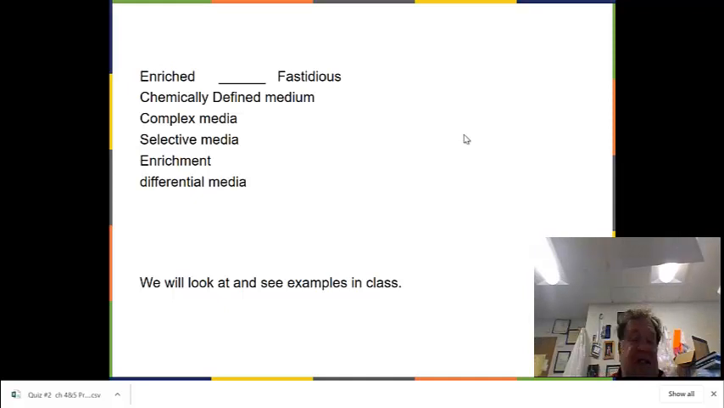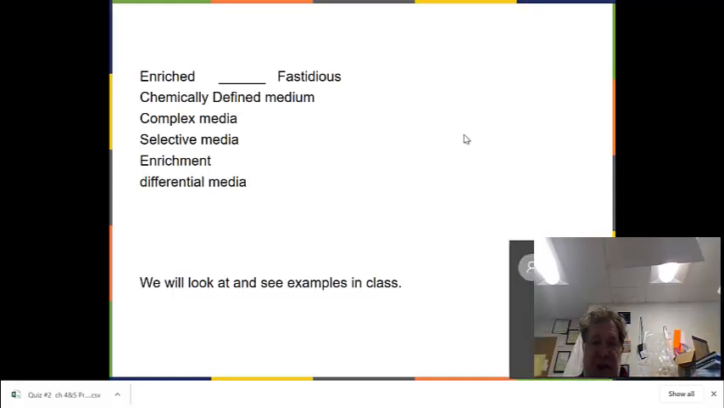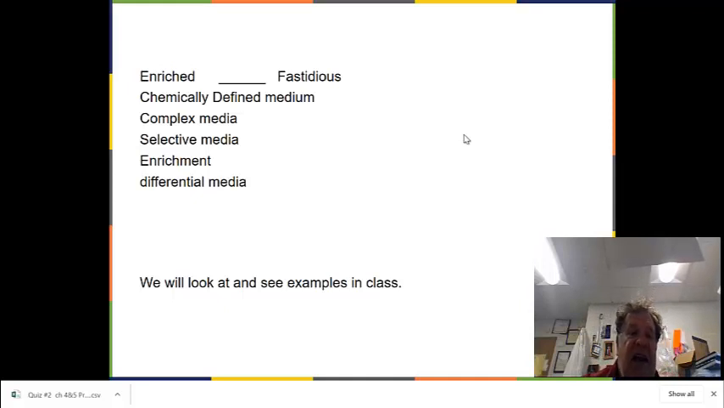I will talk about chemically defined media. That's where we know exactly what chemicals are in the media. We can talk about complex media. So again, we grow things on nutrient agar, and nutrient broth is basically beef broth. We can have an idea of what's in beef broth, but we don't always know exactly what's there.